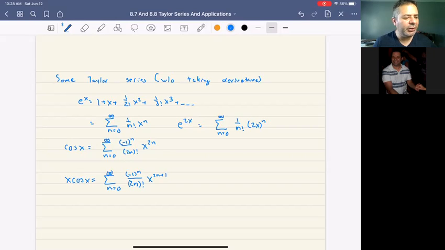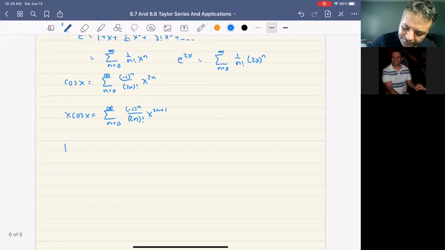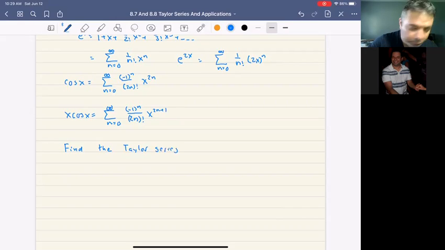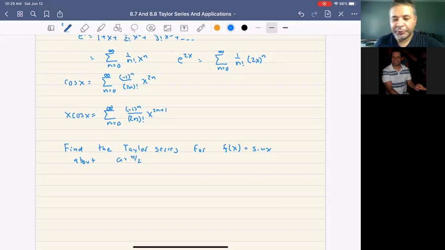Okay, let's do another one. Let's find the Taylor series for f of x equals sine of x about a equals pi over 2. Now again, I could do this using the derivatives. I could take the nth derivative of sine of x at pi over 2, but that's gotta be a pain.